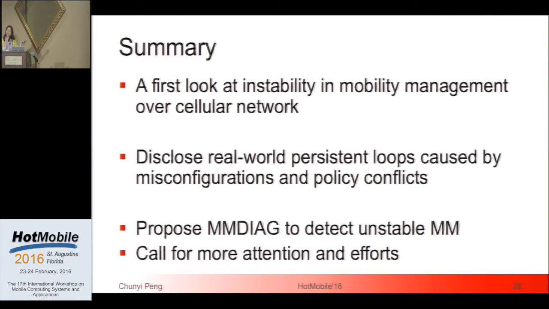So this is the end of my talk. I want to present this as our first effort. I feel this is the first effort in this community to look into mobility management instability. And we really show that real cellular networks might suffer from this problem, and it calls for more attention and also efforts.